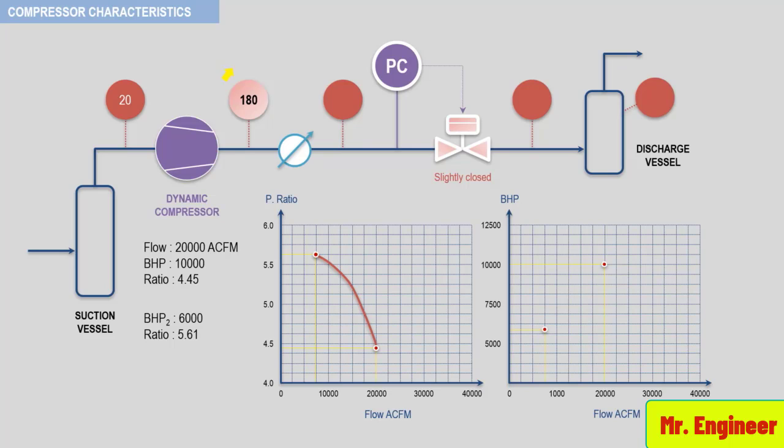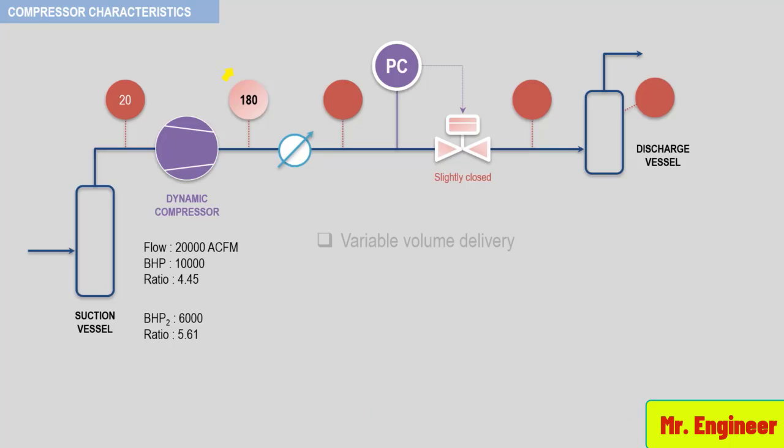By observing these two curves, the characteristics of any dynamic compressor are as follows. Dynamic compressors deliver variable volume flow, have a fixed head capacity, and are self-limiting. As opposed to a positive displacement compressor, the dynamic compressor is self-limiting and does not require a relief valve to protect the compressor and driver. The next figure summarizes the characteristics of positive displacement and dynamic compressors by presenting their typical performance curves.